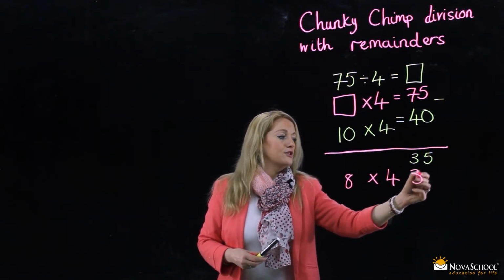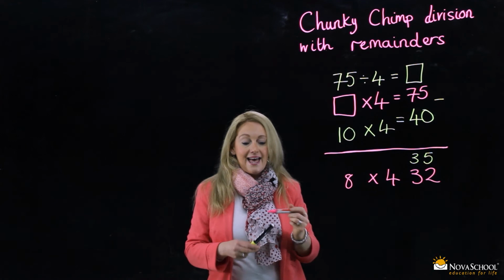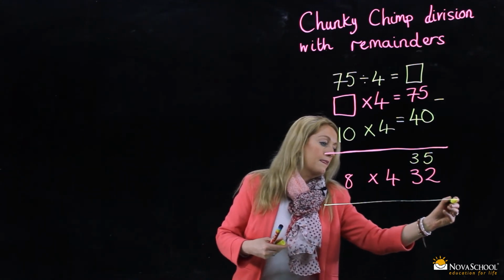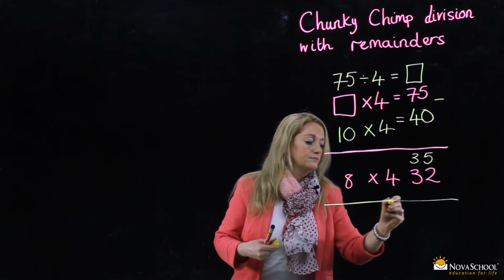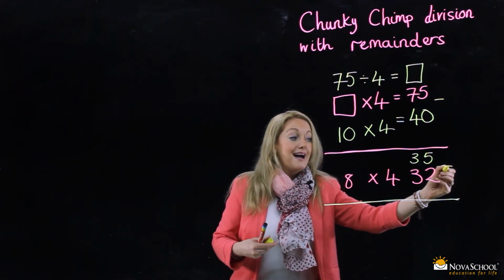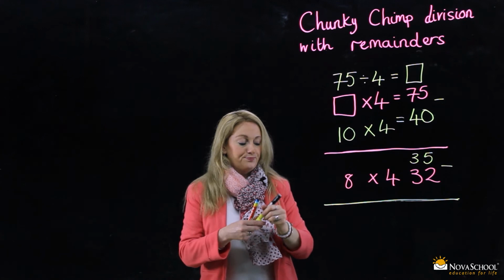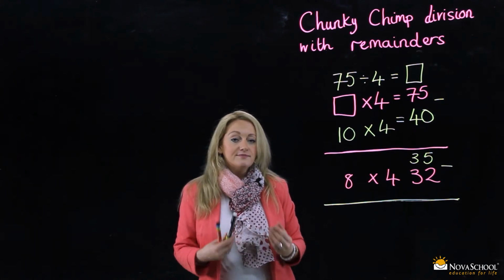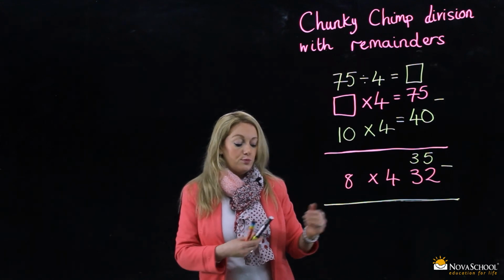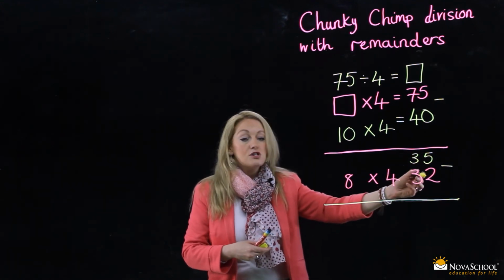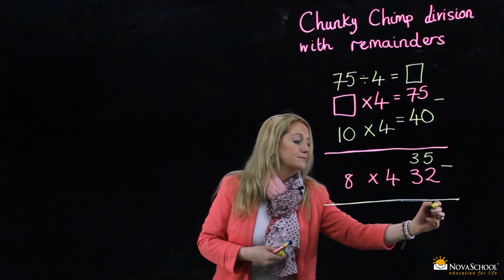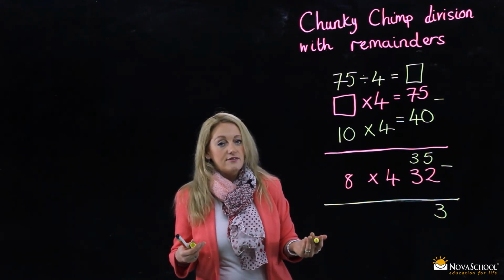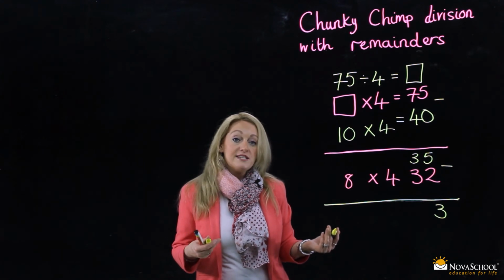Let's write it out. And again, we draw a ruler line and a subtraction. Now what do we do? We subtract 35 and 32. So, let's work it out. 5 subtract 2 is 3. 3 subtract 3, I know the answer is 0. So, I'm going to put in my remainder.